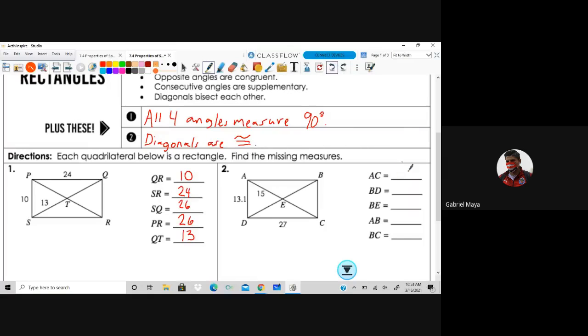What about BD? Where's BD? Oh, over here. Christopher says it's 30. Well, again, diagonals are congruent. If AC is 30, BD is also 30. All right. What about BE? Yes, good job, Christopher. Who answered AC? Was that Graham? Okay, very good.